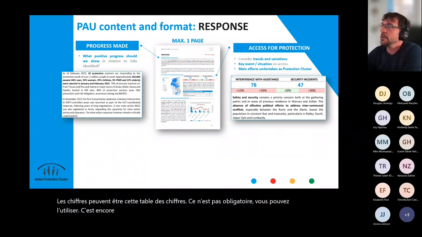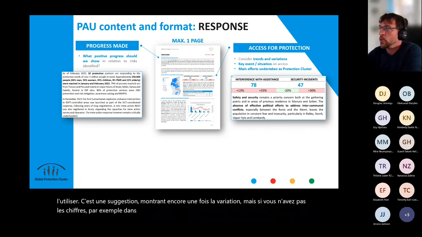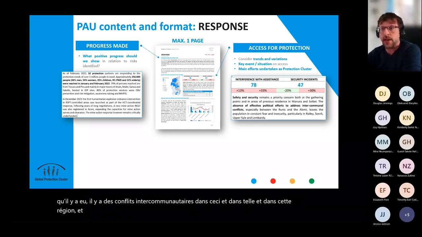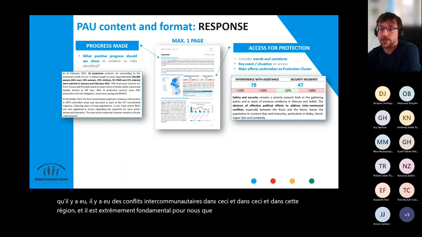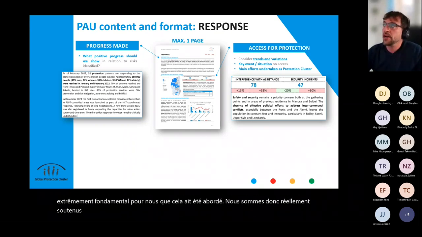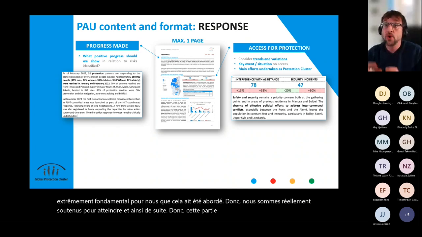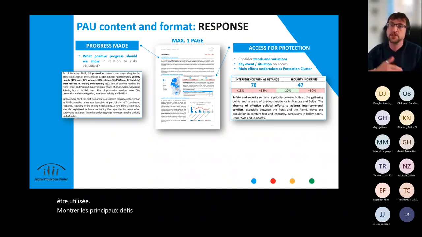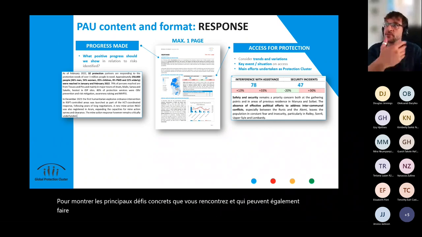But if you don't have the numbers, for instance, in the example that you're going to find, what we're saying here is that there is intercommunal conflict in this and in this and in this region. And it's extremely fundamental for us that this has been addressed or we actually are supported in order to reach, and so on and so forth. So that part of the access for protection can be used to show concrete challenges that you have that can also reinforce the recommendation, but also they can be reinforced by the progress made.